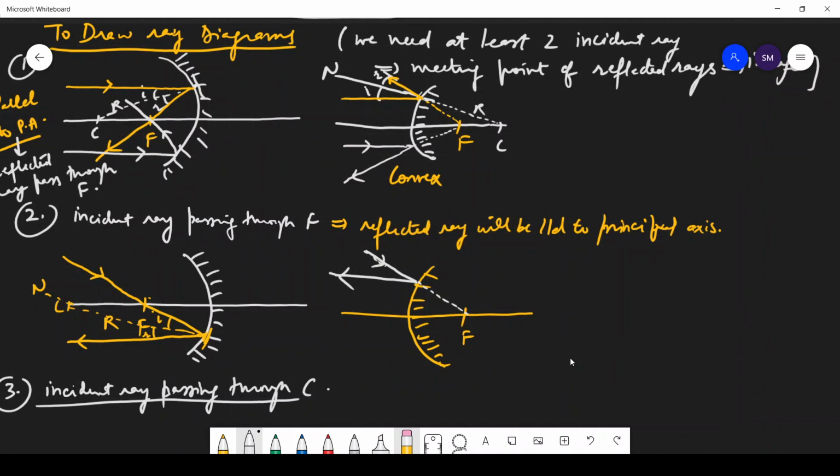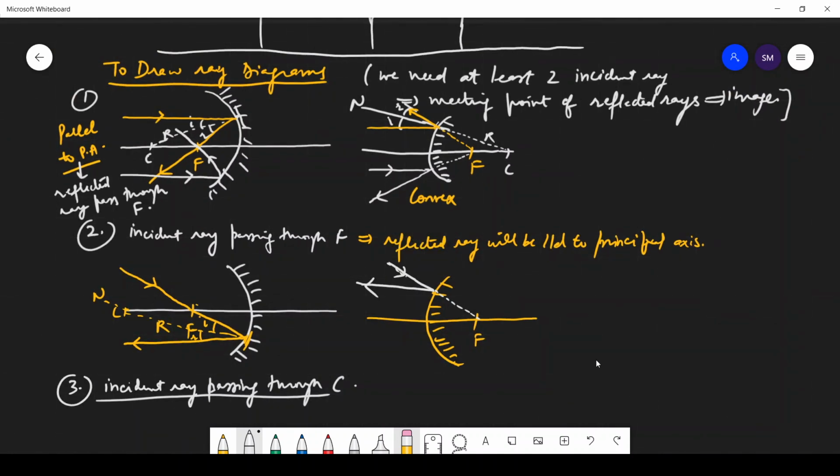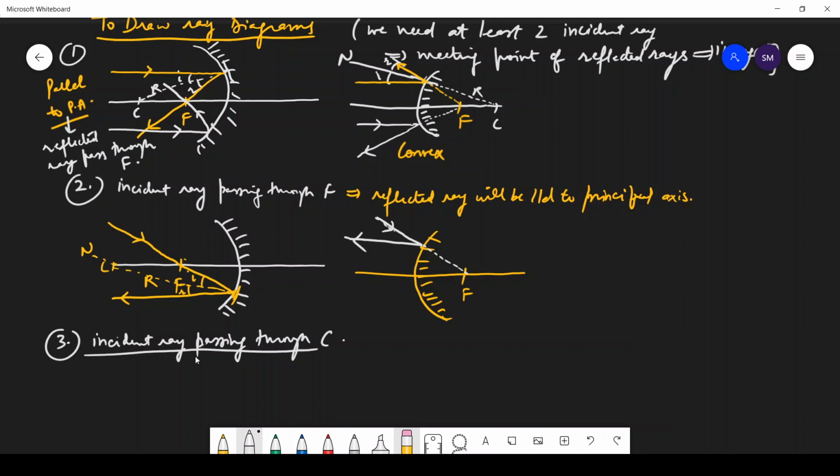So the incident ray is passing through the center of curvature. So this was your focal length and this was your center of curvature. So if the incident ray is passing through the center of curvature, then it will be reflected back. Why? If it is coming in this direction, it will be reflected back in the same direction.